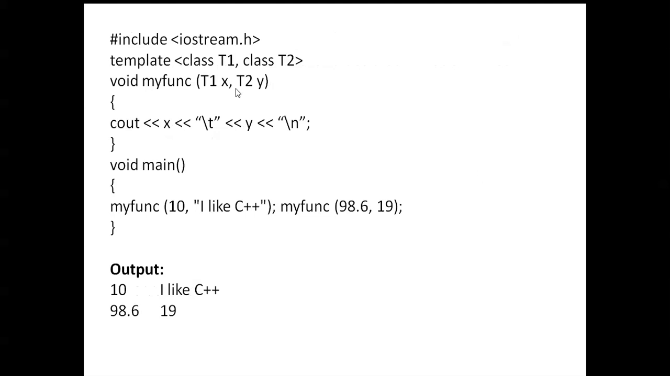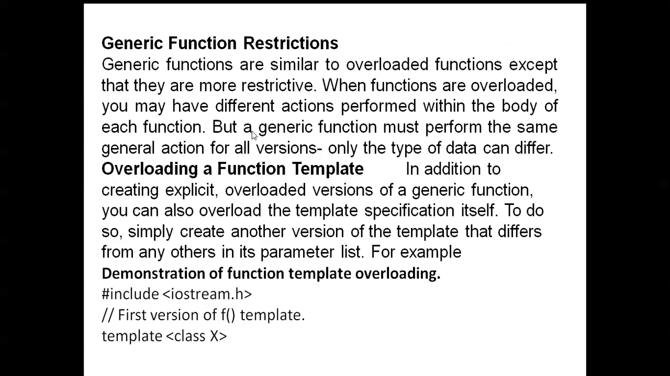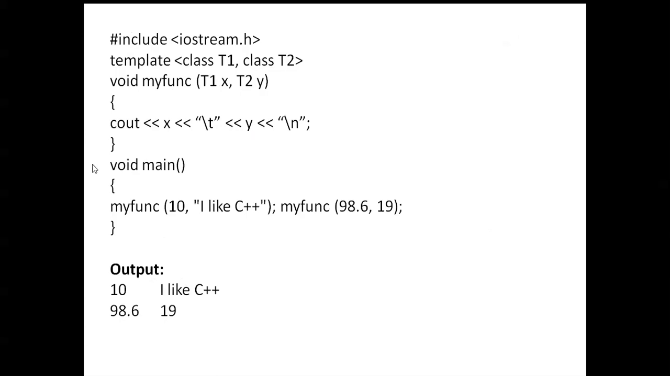Here you can see template <class T1, class T2>. void myfunction(T1 x, T2 y). cout << x << "\t" << y << "\n". In the main function, myfunction(10, "I like C++"), and next myfunction(98.6, 90).